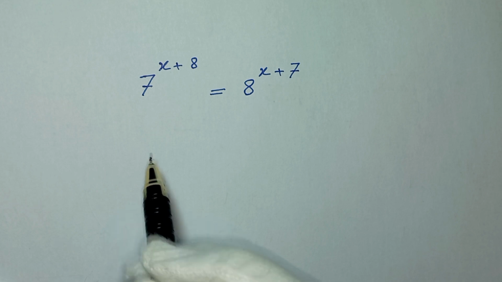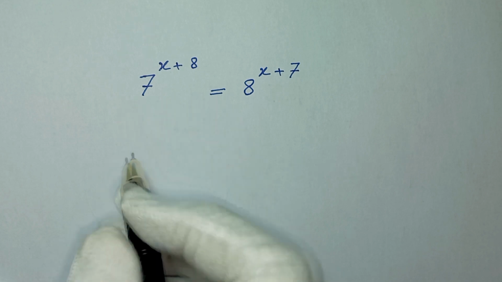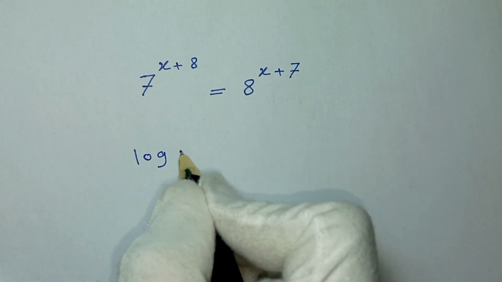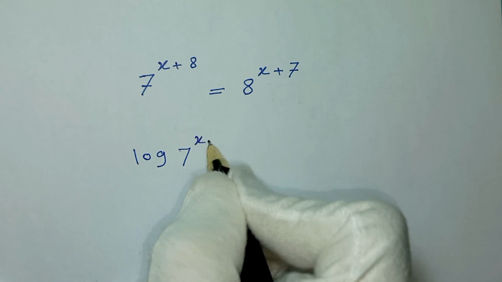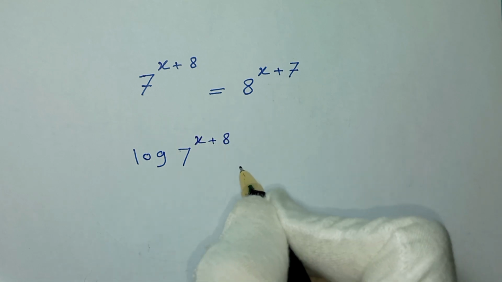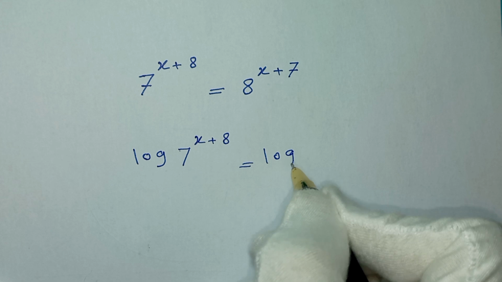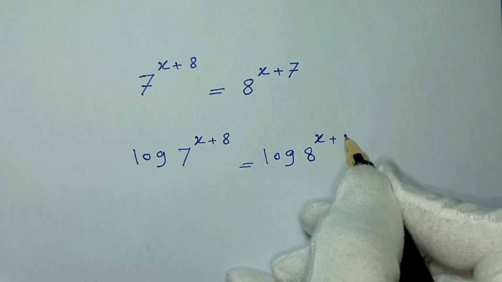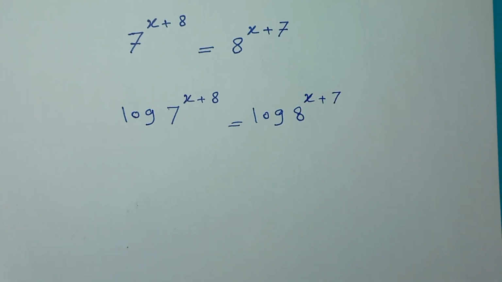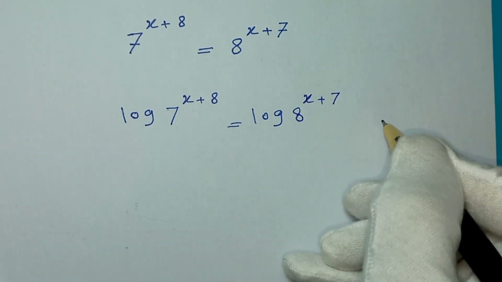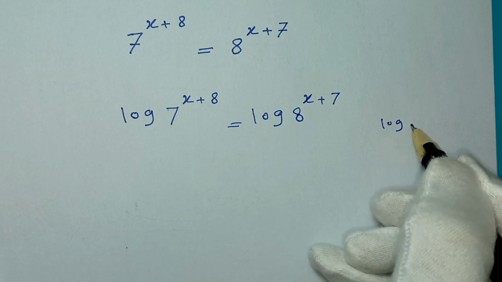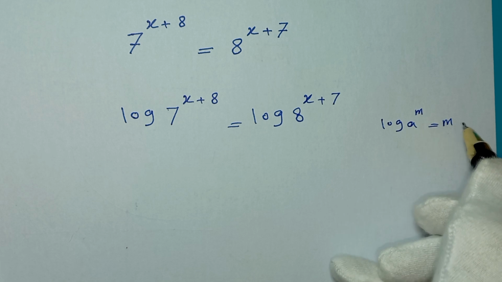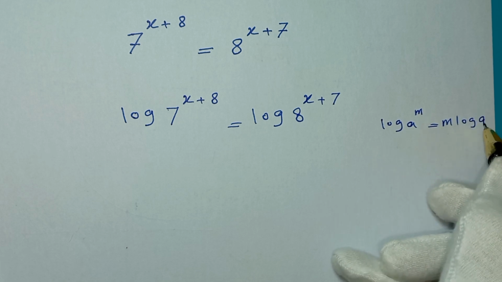In the first step, we start by applying log to both sides. So it will be log of 7 to the power of x plus 8 is equal to log of 8 to the power of x plus 7. And as you know, log of a to the power of m is equal to m log of a.